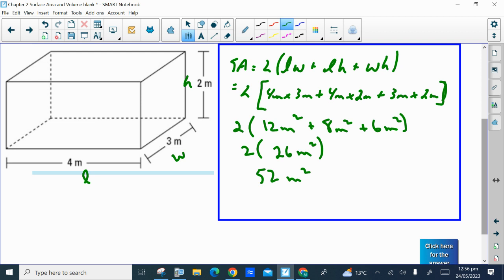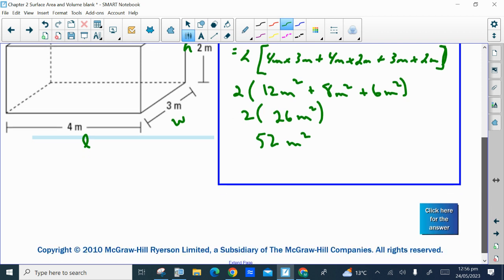So again, what does that mean? It means that if you had small squares that measure 1 meter by 1 meter, it would take 52 of them to cover up that shape completely, the entire outside, including the bottom. Surface area means you can pick the object up and look at it from other angles. It's the area of all the faces added up.